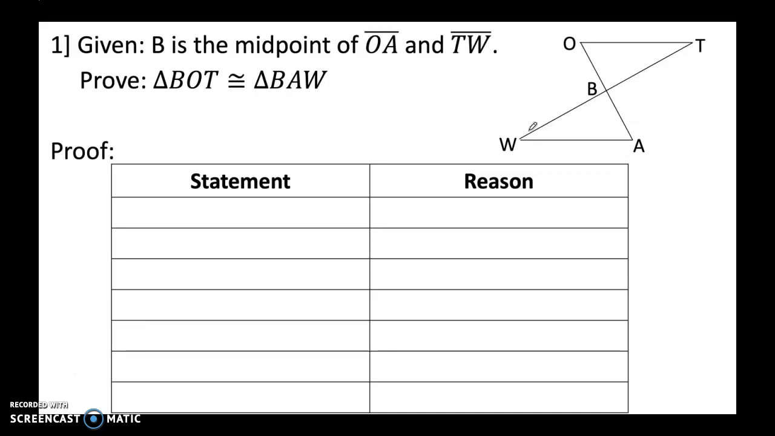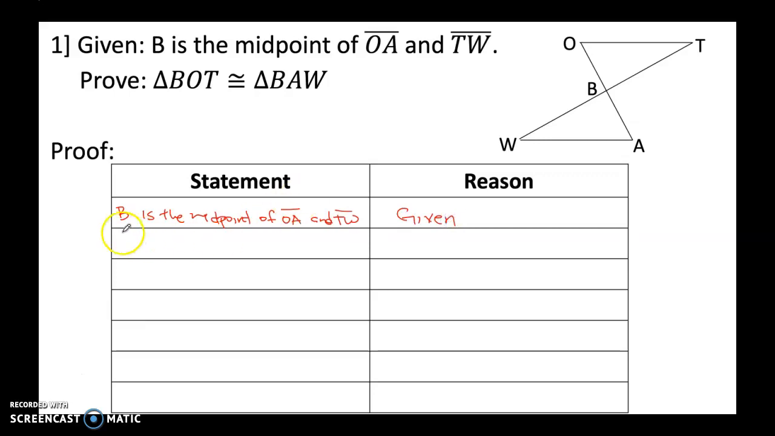So first statement is, of course, the given. So we have point B is the midpoint of segment OA and segment TW. Reason: given.